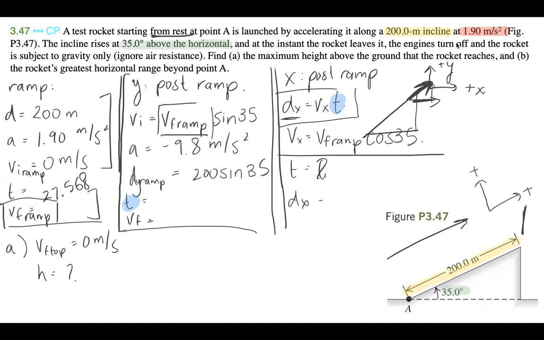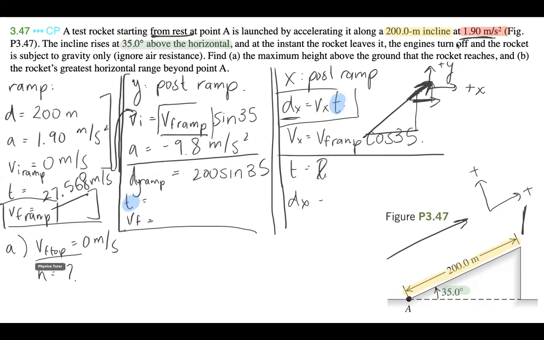So back to our question. We have our VF ramp. So right as it leaves the ramp, the speed is 27.568 meters per second. Okay, great. So that means we can use that information right over here. Right when we're starting off the end of this ramp, we leave at some speed. We have this acceleration due to gravity because we no longer have this 1.9 anymore because the engine's turned off. And what other information do we have? Oh yeah, we have this piece of information, VF top.